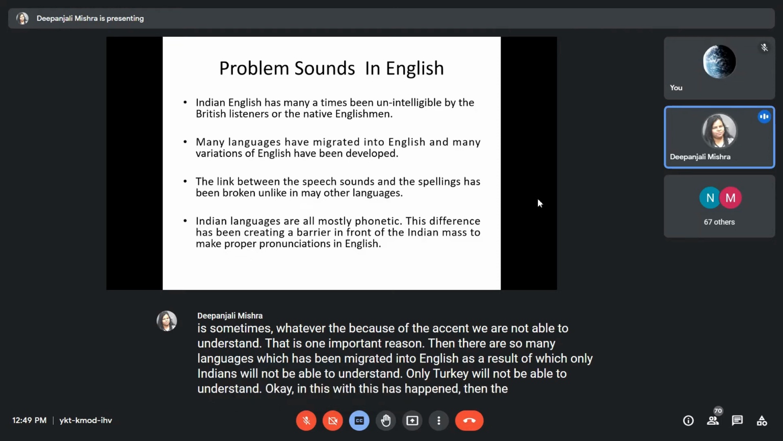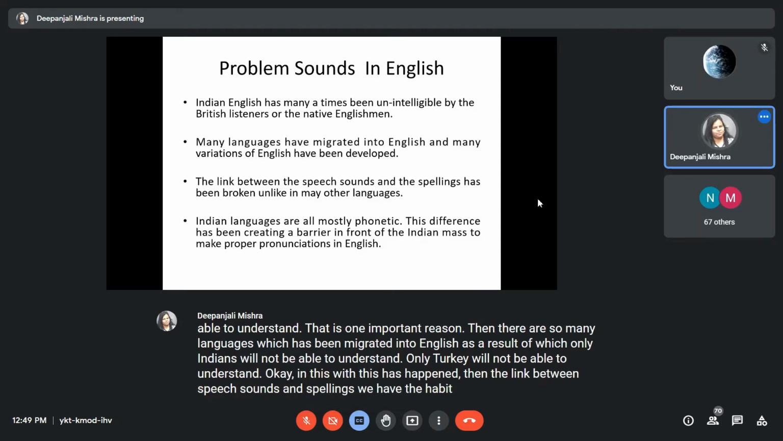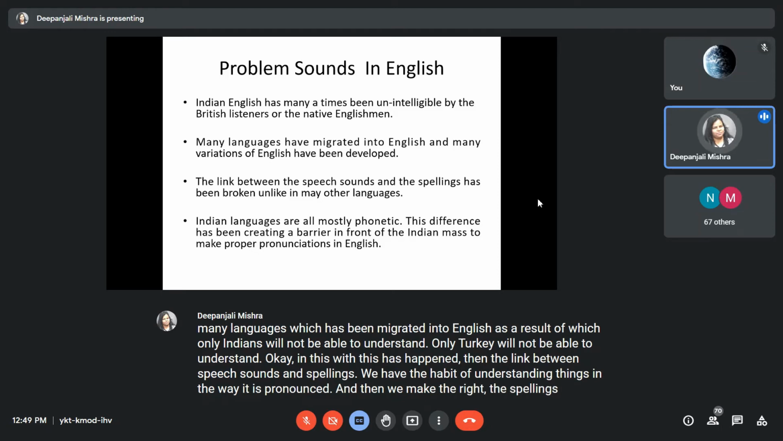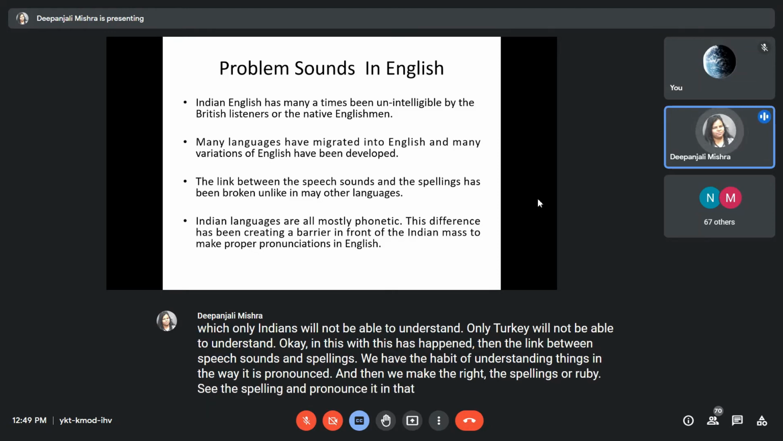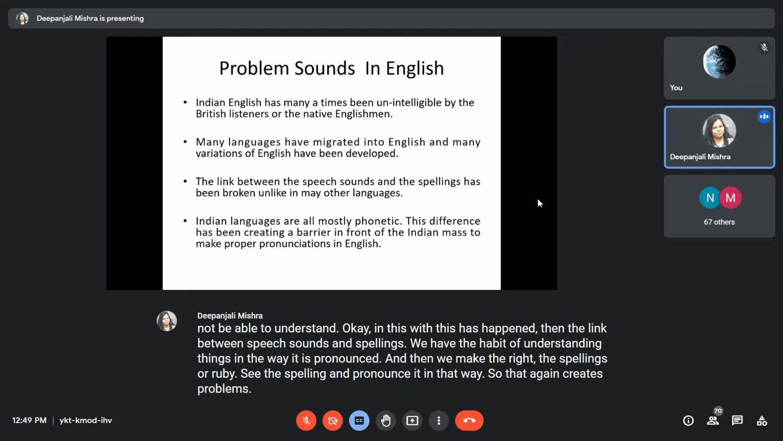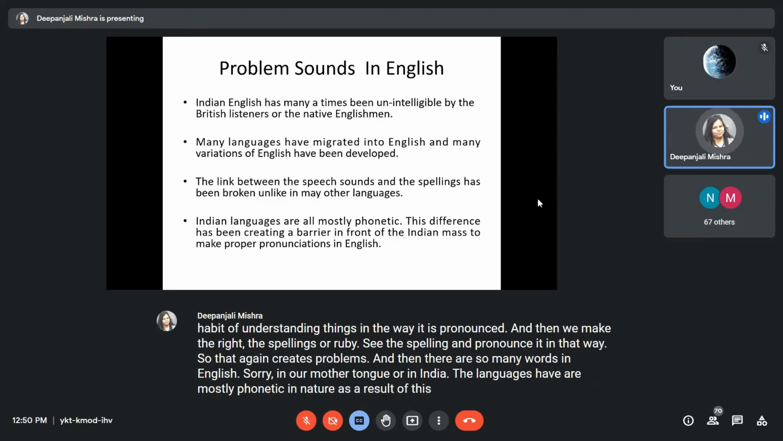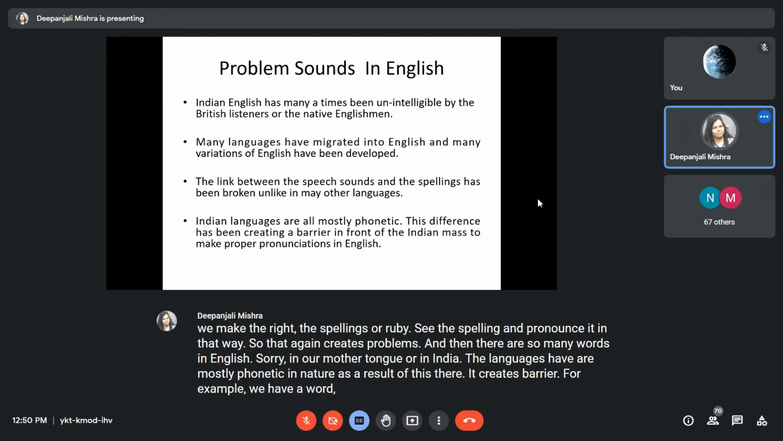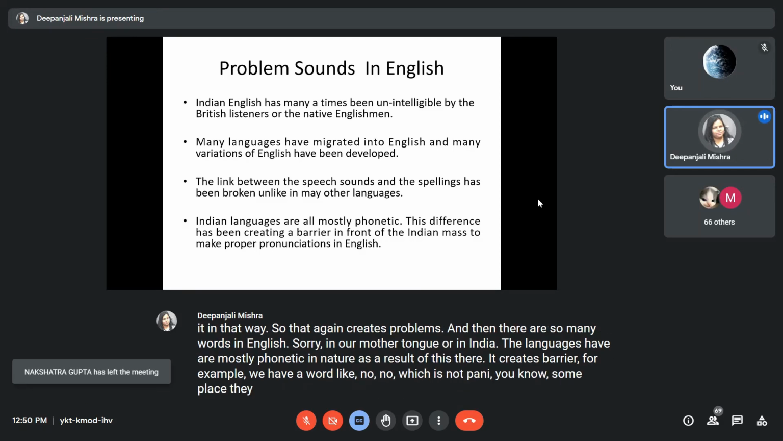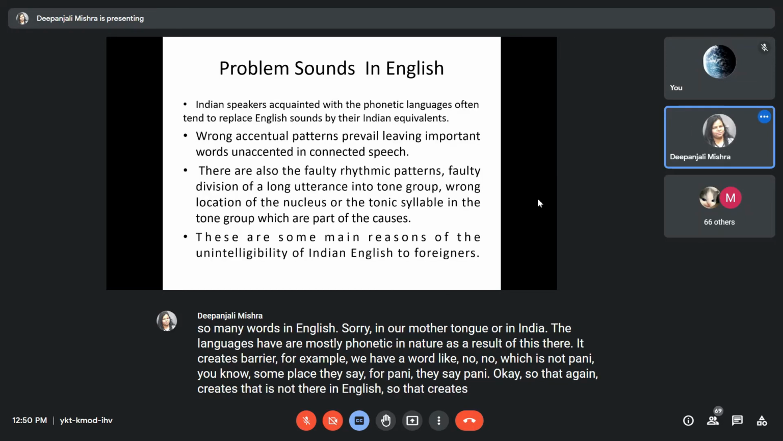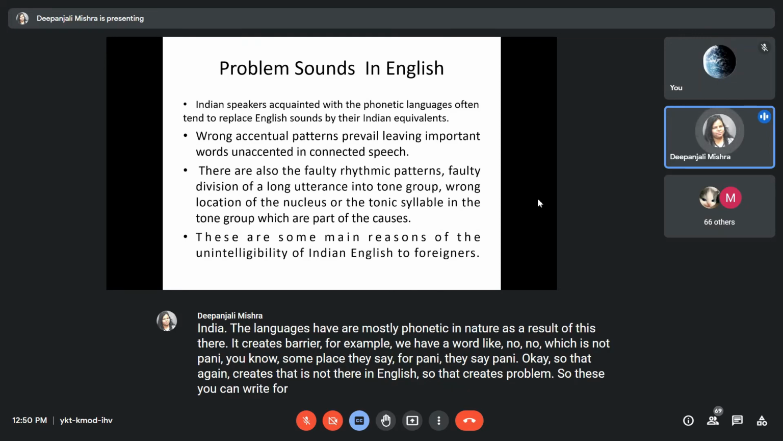Then the link between speech sounds and spellings. We have the habit of understanding things in the way it is pronounced and then we write the spellings, or we see the spelling and we pronounce it in that way. So that again creates problems. And then, in our mother tongue, in India, the languages are mostly phonetic in nature, as a result of which it creates a barrier. For example, we have a word like pani, and some places they say it differently, which is not there in English. So that creates a problem. So you can write these four, and then there are others also.